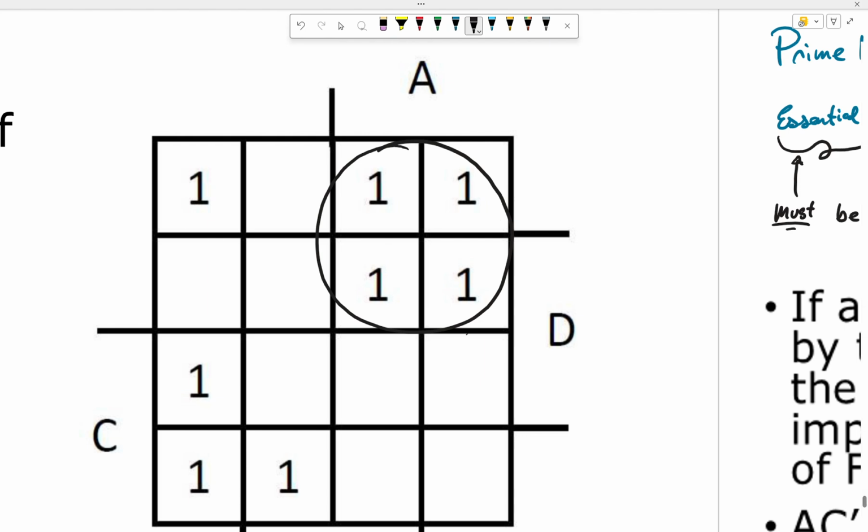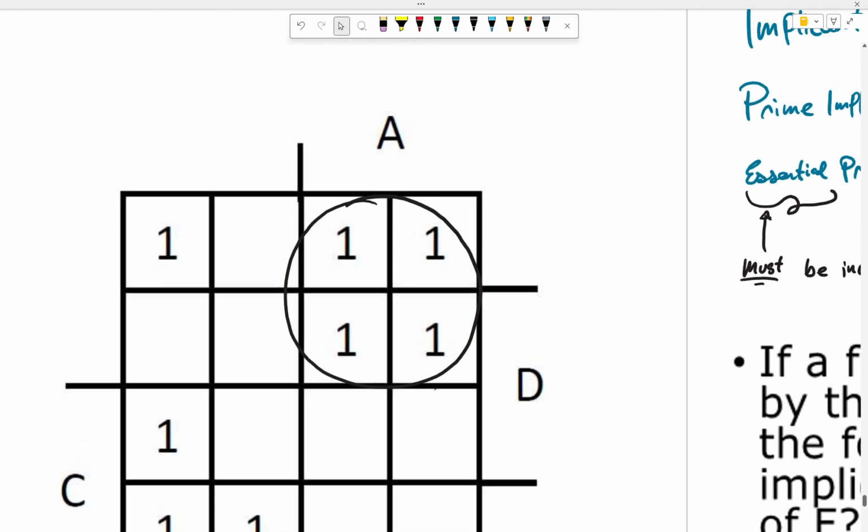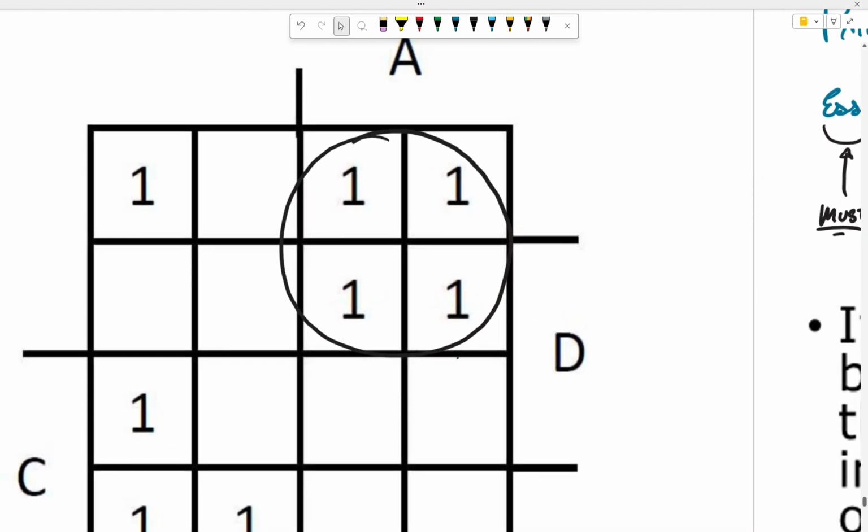Yes. Can it be any bigger? No. The next stage after this is 8, 2 to the power of 3. There's no possibility for this group to get larger.